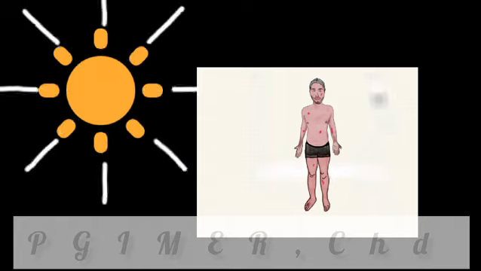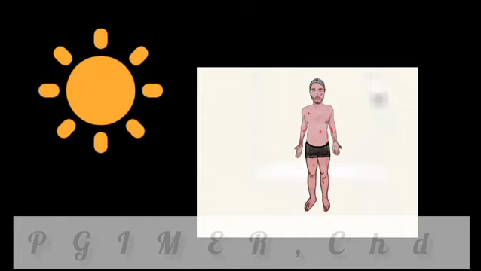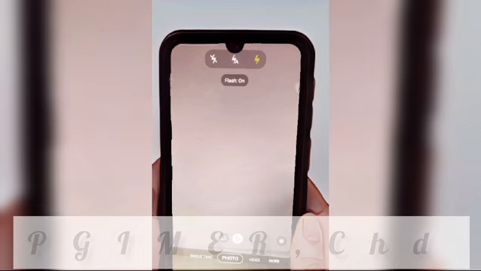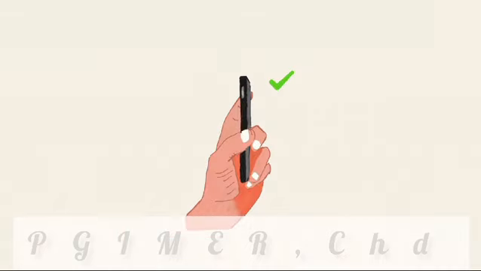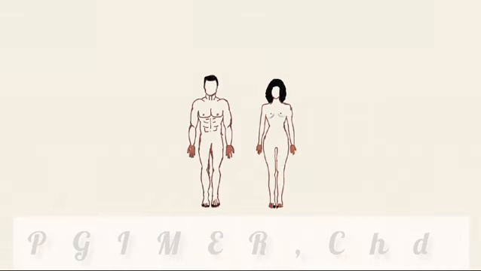Photos should be taken in daylight preferably. If not possible, keep the flashlight of your camera on. To focus the camera, tap on the screen of the phone. Do not tilt the phone while taking the photographs. Photos should be taken against a neutral background, either a wall or a plain bedsheet.